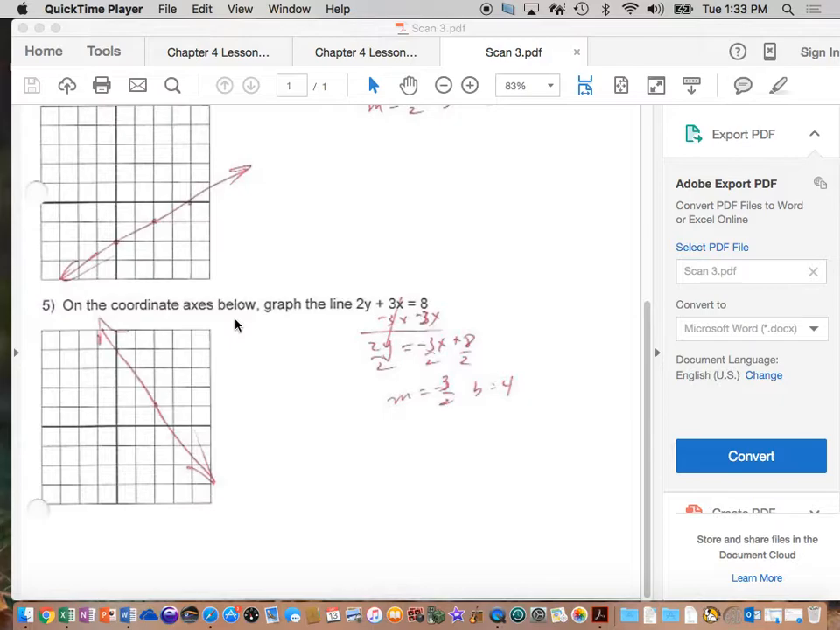And on number 5, the problem was that a lot of you guys did not get it in y equals mx plus b form first. You must do that. If you don't get the line in y equals mx plus b form, you don't know how to graph it yet. So, minusing 3x from both sides, I get 2y equals -3x plus 8. Then I divide by 2. Now, the slope is the number in front of the x, so it's -3/2. Notice there's no x there. The y-intercept is 4. So I begin at 4, down 3 over 2, down 3 over 2.